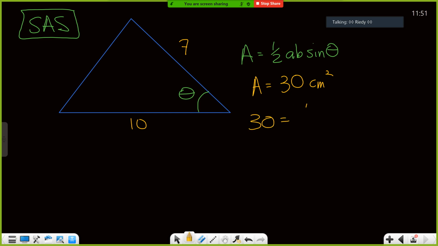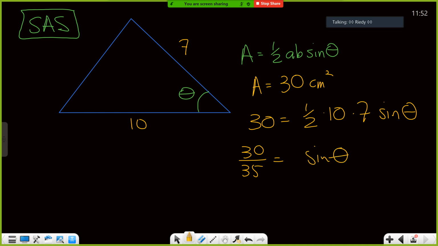So 30 is equal to 1/2 times 10 times 7 times the sine of theta. Walking around the room, most people were able to get to a certain point and then the wheels fell off the bus. I'm guessing that most of you were able to get to 30 divided by 35 is equal to the sine of theta. If you prefer 6/7, but we don't care, you don't have to reduce it.